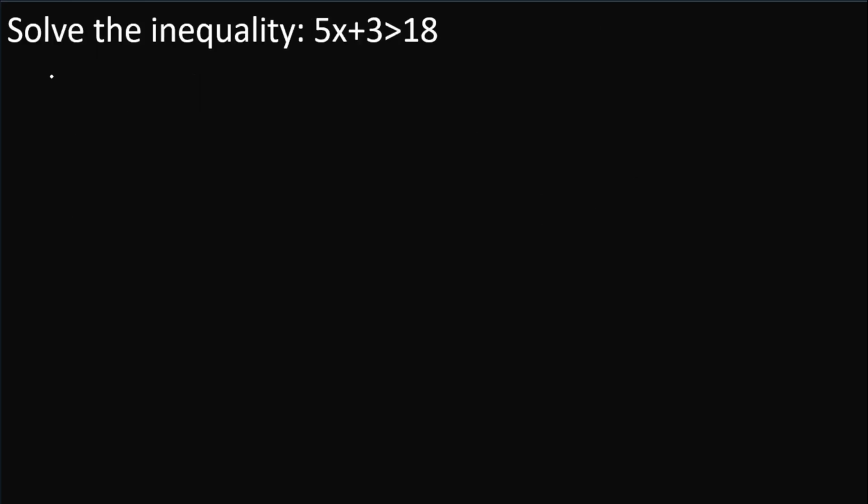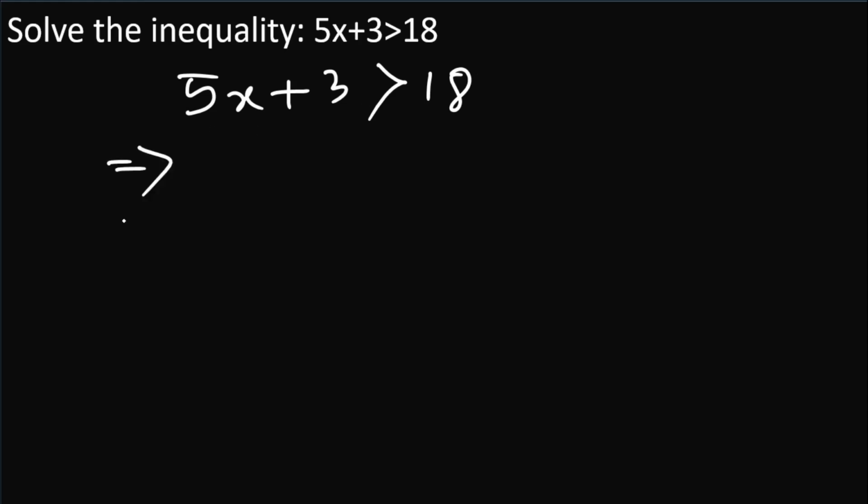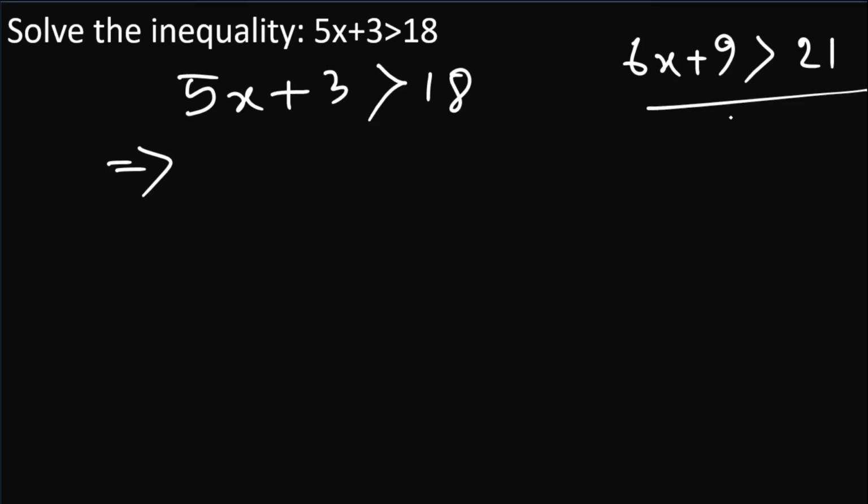So now come to another problem. Here we solve the inequality 5x plus 3 and so on. It's an easy math like this way, so try this one at home: 6x plus 9 greater than 21. This is a problem you can try. First I will solve this problem. So 5x plus 3 minus 3, here also we need to minus 3.